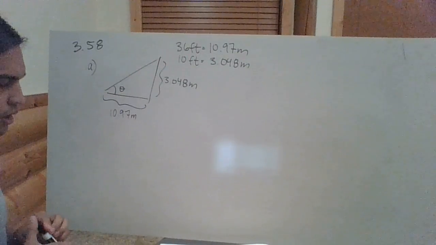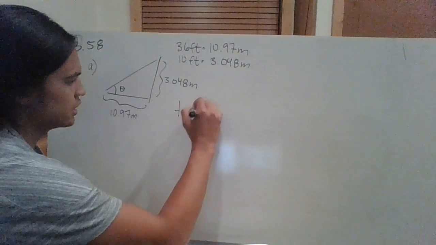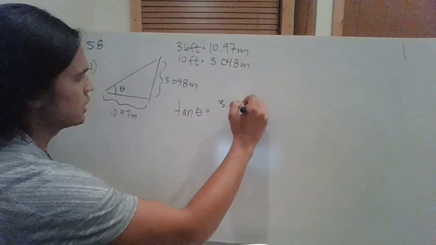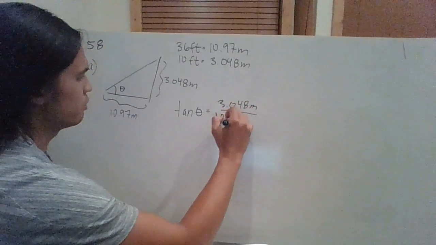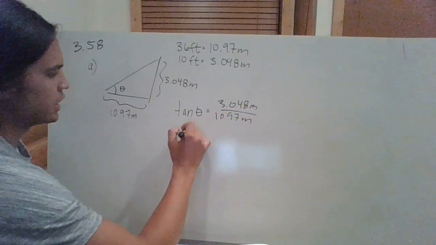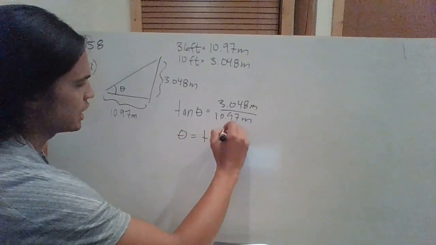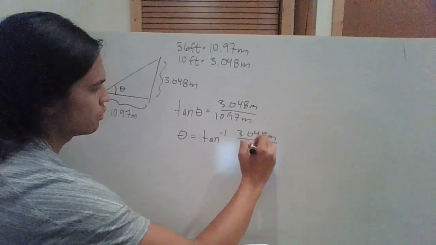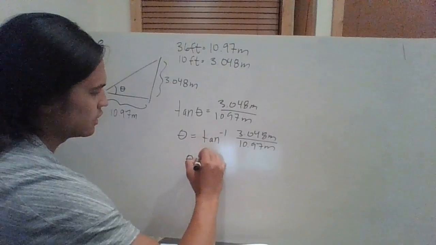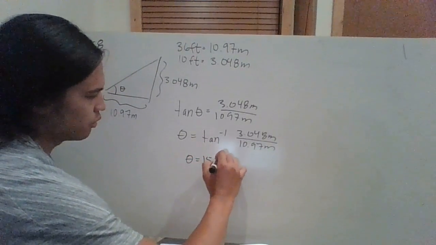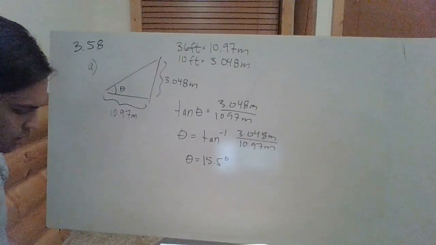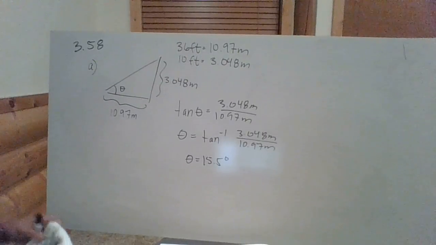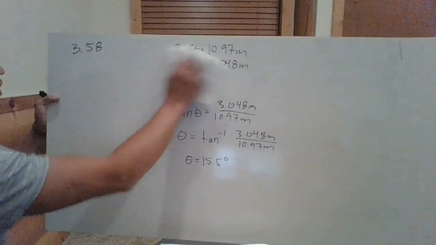So that's just trigonometry. You take tangent theta equals the opposite over adjacent, so 3.048 meters over 10.97 meters. Manipulate this and you get theta equals inverse tangent of 3.048 meters over 10.97 meters, and theta equals 15.5 degrees. Alright, so that's for part A. Part B is a lot longer, so I need all the space I can get.